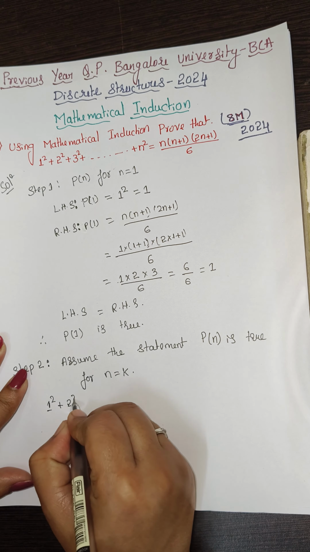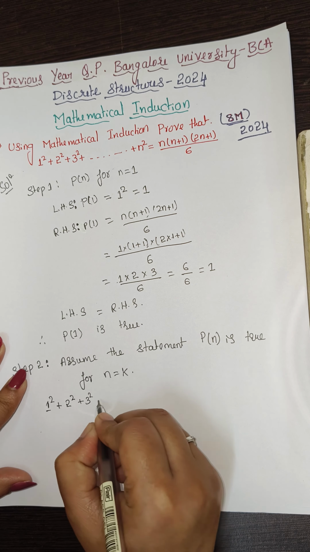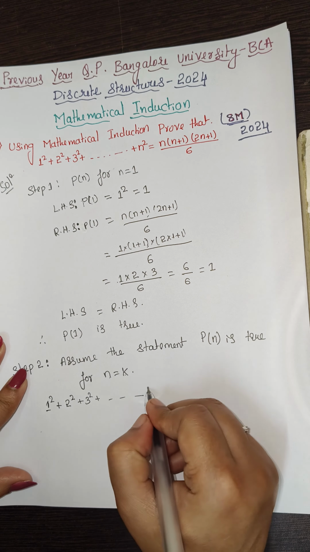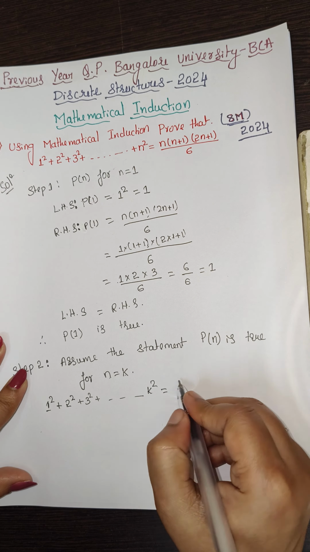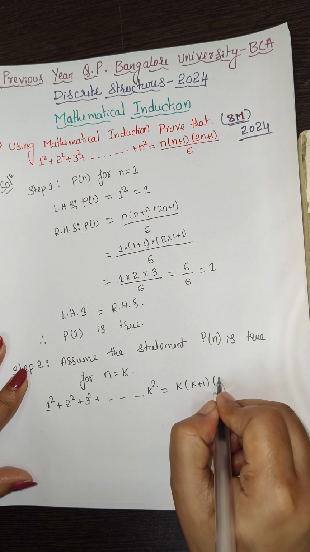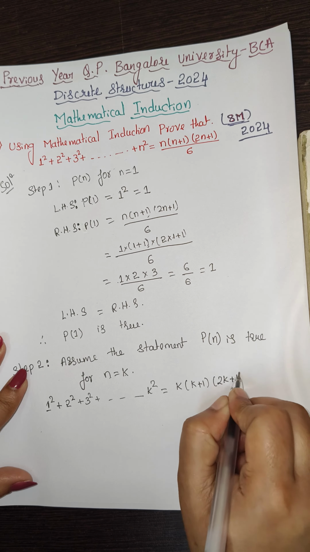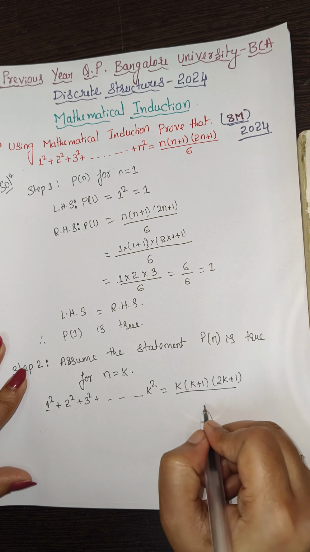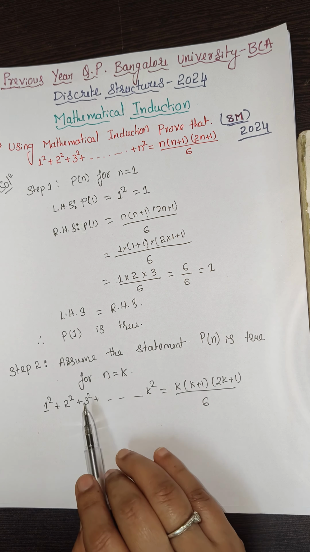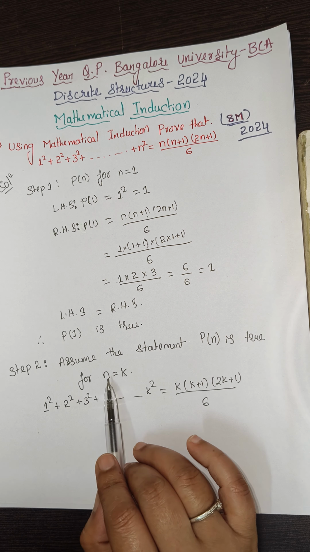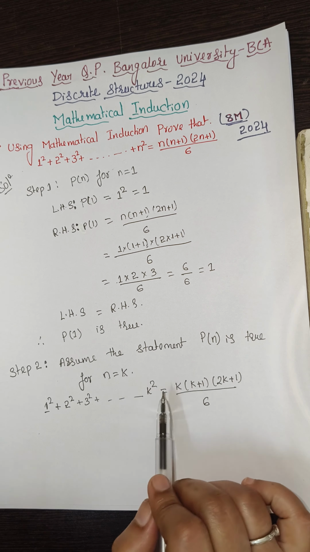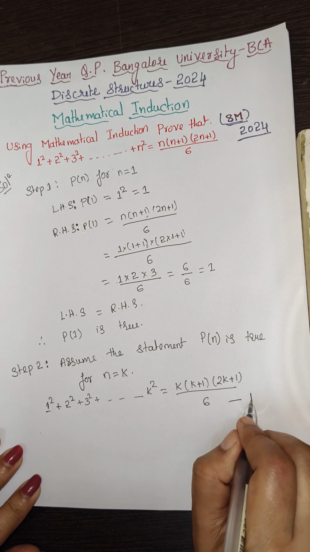1 square, 2 square, 3 square. Just see here, n square is there; for n equals k, we have to write k square. In the RHS also the same: k into k plus 1, into 2k plus 1, divided by 6. We just wrote n equals k in the formula. We interchanged n by k. That's it. We will call this equation 1.